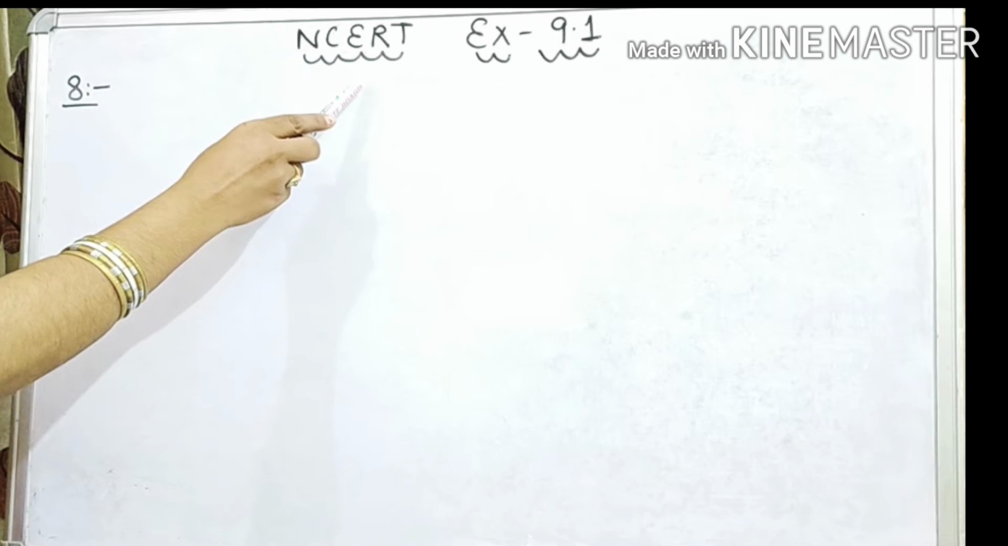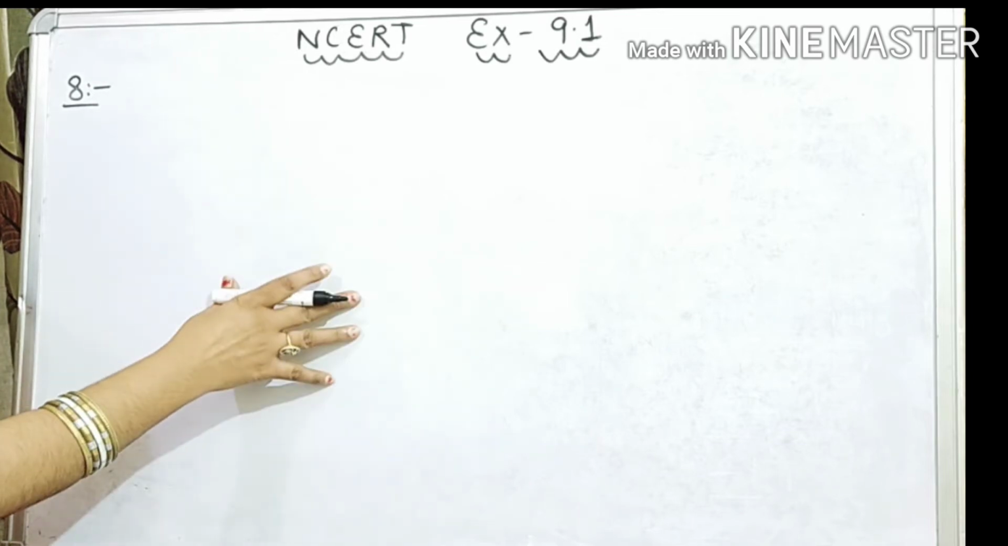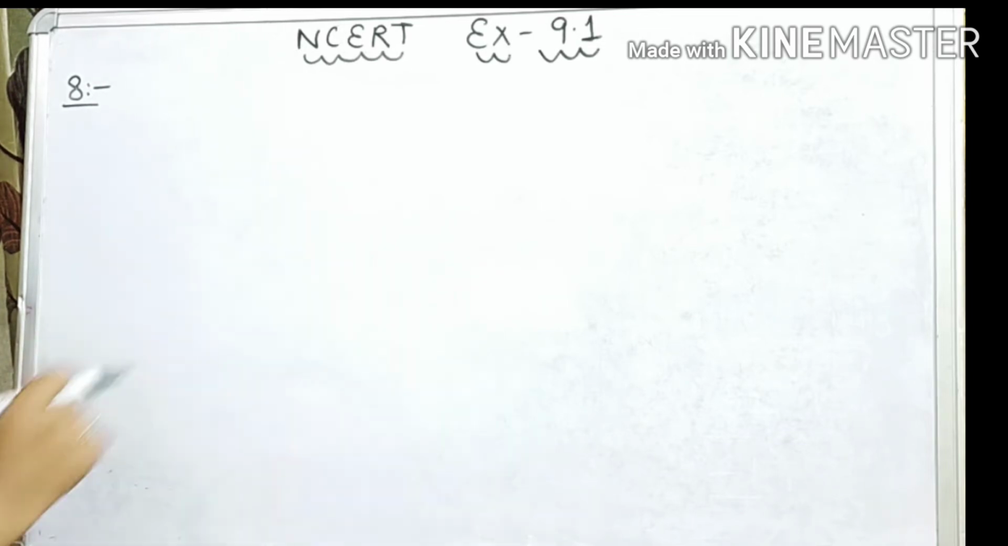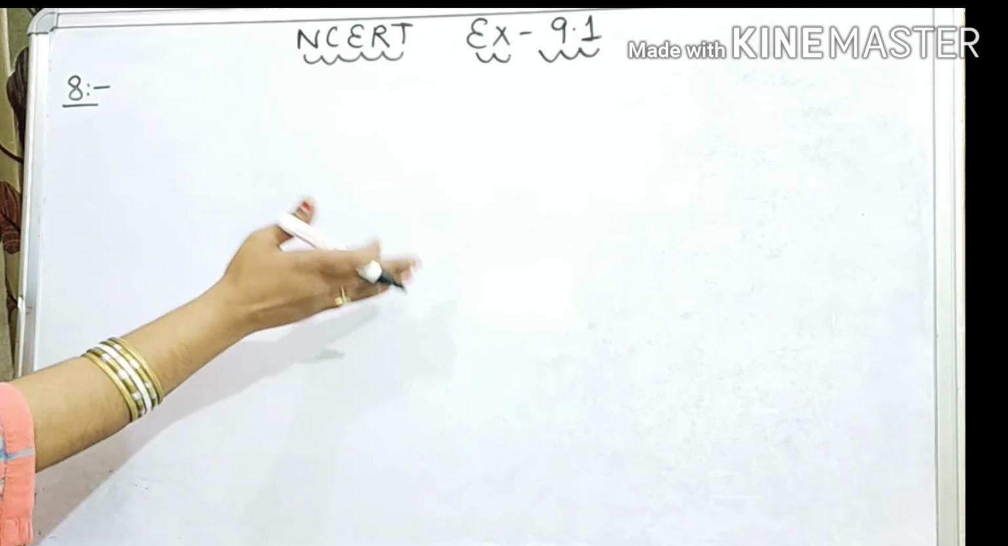EX9.1. This is from NCERT and question number 8. We are doing the chapter Application of Trigonometry, and from here we will do question number 8. What is given in the question? There's a statue and the height of the statue is given as 1.6 meter, and that stands on the top of a pedestal.